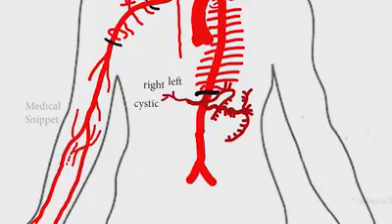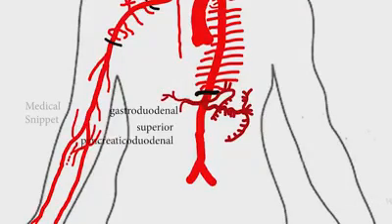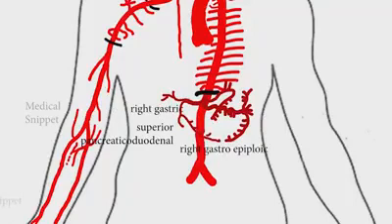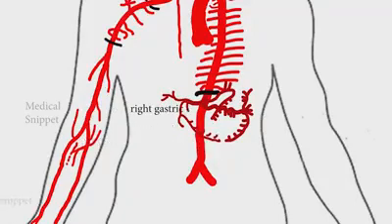The right hepatic artery gives the cystic artery. The gastroduodenal artery divides into the superior pancreatico-duodenal artery and the right gastroepiploic artery. The right gastric artery runs along the lesser curvature of the stomach.